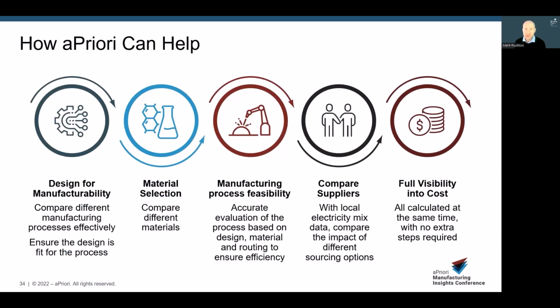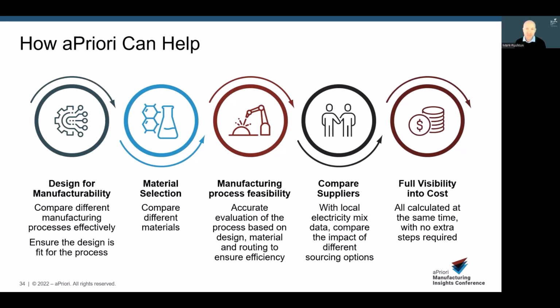So every change you make is going to be quantified with a cost and a CO2 equivalent emissions value. So when we're at the design phase, we can make sure it's fit for manufacturability, and we can compare different manufacturing processes very effectively and very quickly and ensure that the design is fit for the process. We're also going to be given a CO2 value and a cost value. So then we can make sure our design is fit for the process.